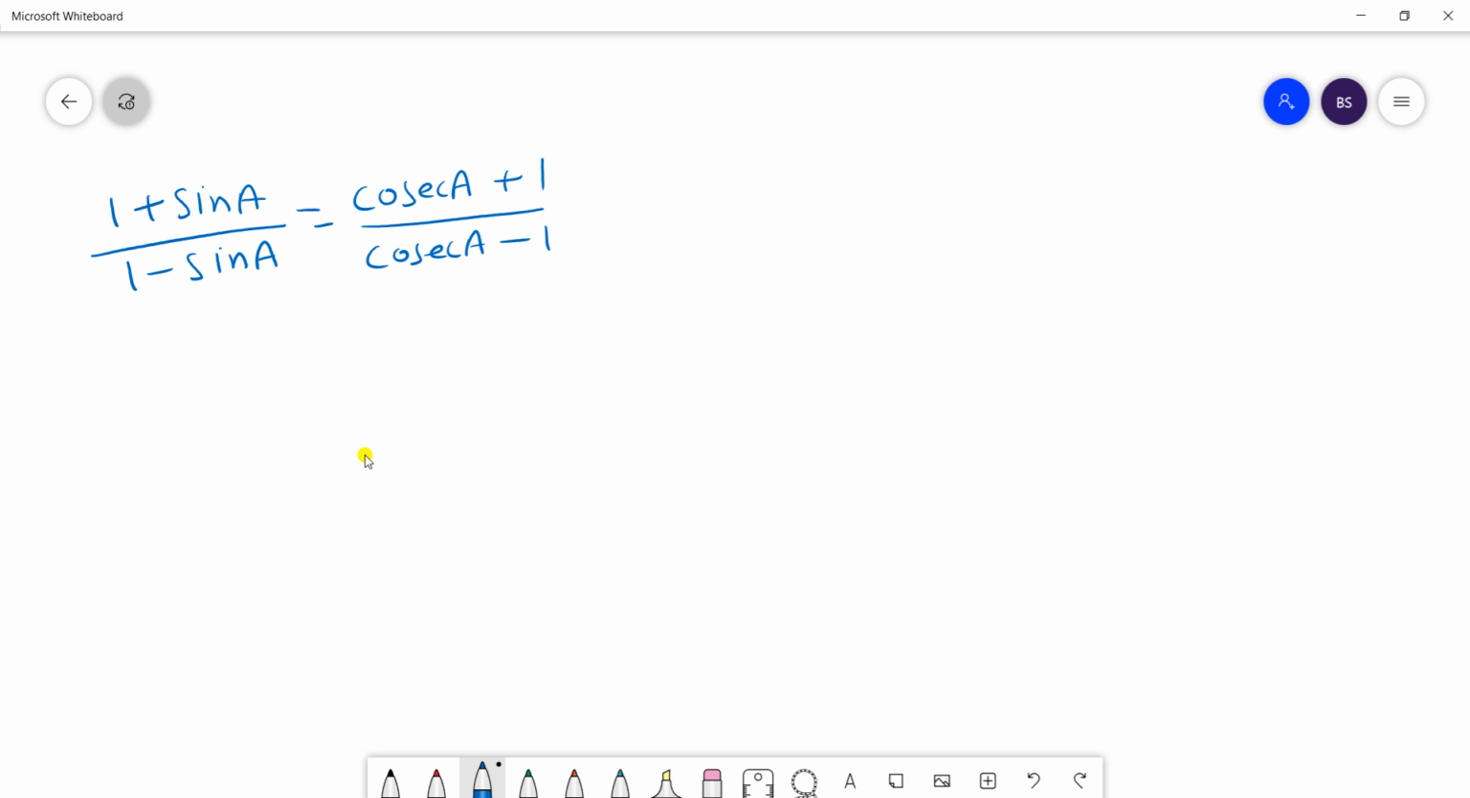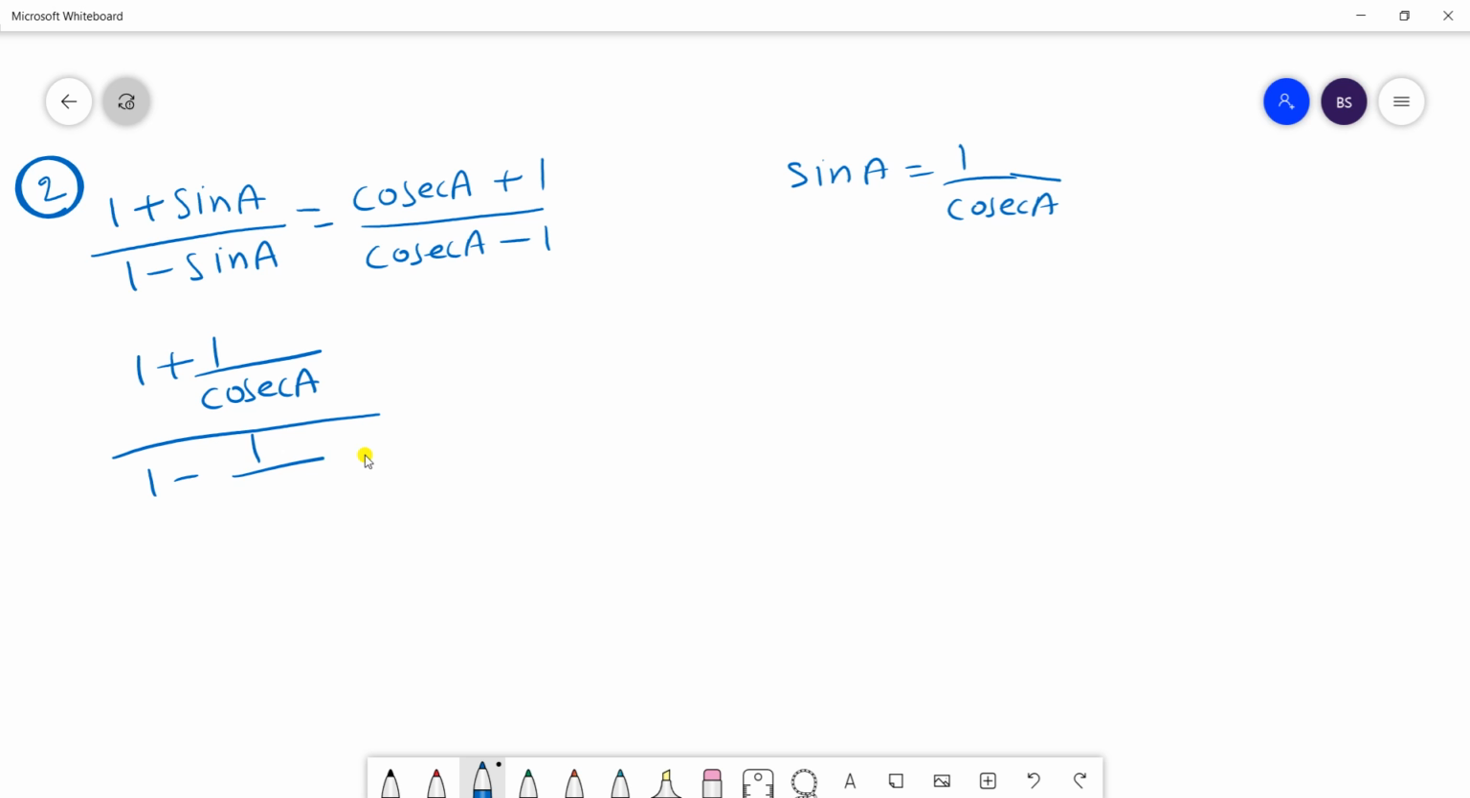This is just how we have done the first question. The second question is the same, the same pattern is there. So 1 plus sin a, you know that sin a is equal to 1 by cosec a. So 1 plus 1 by cosec a, divide by 1 minus 1 by cosec a. So here what happened: (cosec a plus 1) divide by cosec a.